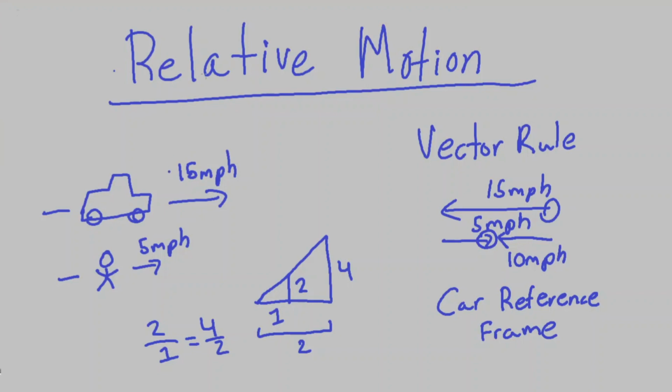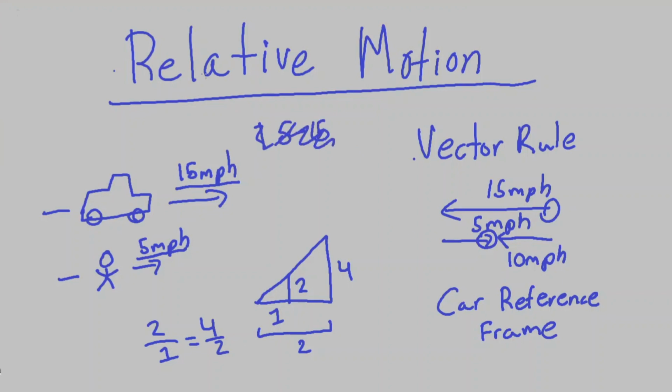Since the car's already going at 15 miles per hour, from the reference frame of the car, the person is going to be jogging 10 miles per hour due west. You would just figure that out by 5 minus 15.